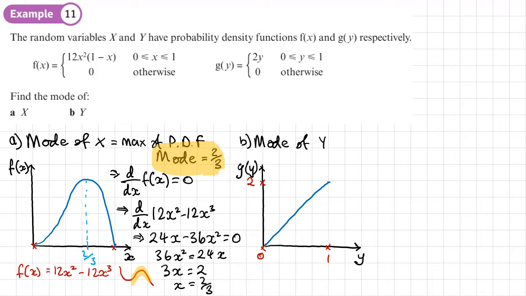Now, I don't need to differentiate this. Remember, we're trying to find the y where g of y is a maximum, and I can see it's here. That's the maximum value, the highest point of the PDF, and it occurs when y is 1. So, very easy. Mode is equal to 1. That's the advantage of drawing a sketch: if it's linear, for example, it's very easy to find the mode. Look for the highest point. If not, use differentiation, and we know that the gradient here is 0, and that occurs when x is 2/3. That's why we got a mode of 2/3 there. Okay.